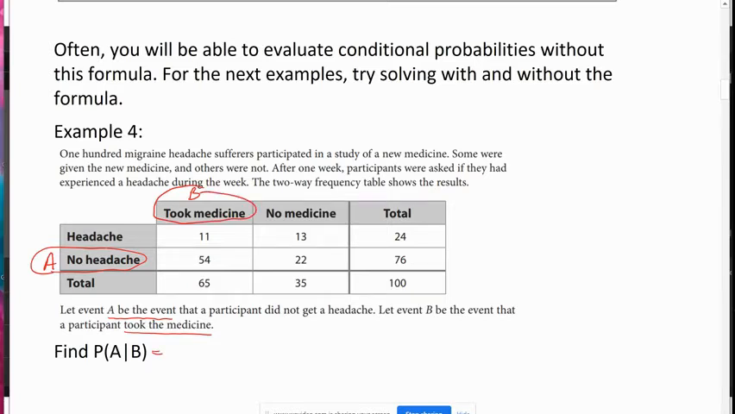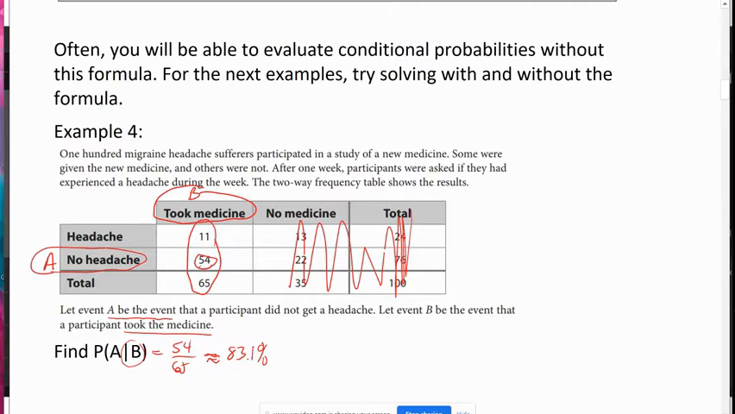So let's try it without the formula first. So without the formula, we already know it says given B. So we already know that they took the medicine. So we can ignore the rest of this table. We only need this information right here because we already know they took the medicine. So we're ignoring the rest of the people in the data. And so we know they took the medicine. How many didn't get a headache? So that we can see that right here. There were 54 out of 65 that didn't get a headache. And so that is 54 out of 65. And that is about, we'll say 83, maybe 83.1% to be a little bit more precise.